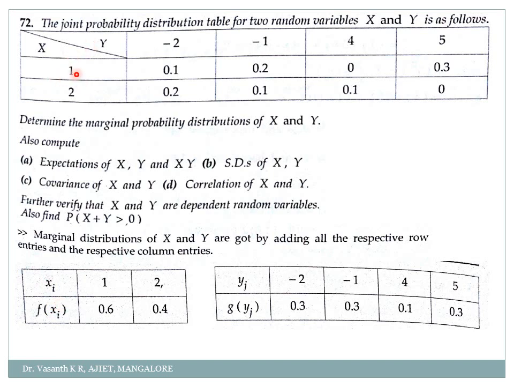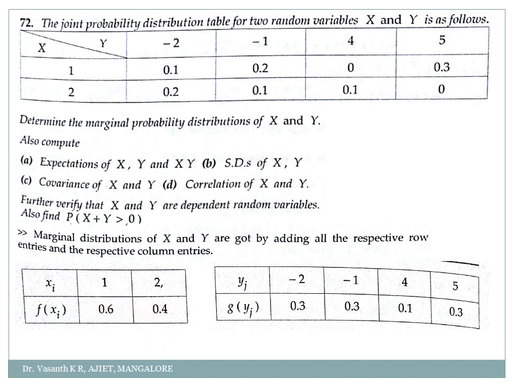Then how will you find the probability of x? The probability of 1 is nothing but you have to add all the values related to 1. That is, this entire row you have to add. 0.1 plus 0.2 plus 0 plus 0.3. So 0.1 plus 0.2 is 0.3. 0.3 plus 0 is 0.3. 0.3 plus 0.3 is 0.6. Correct? Then probability of 2 means 0.2 plus 0.1 plus 0.1 plus 0. So 0.2 plus 0.1 is 0.3. 0.3 plus 0.1 is 0.4. So 0.6 plus 0.4, total probability of x is 1. This answer is correct. So when you add the total probability, it should be 1.